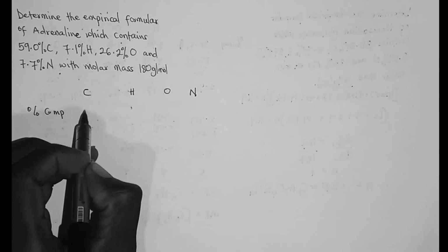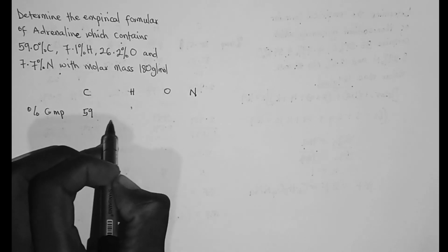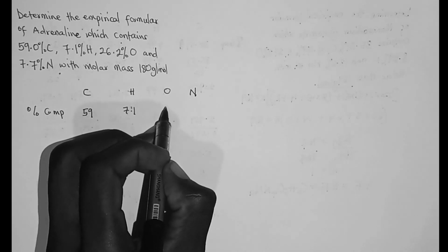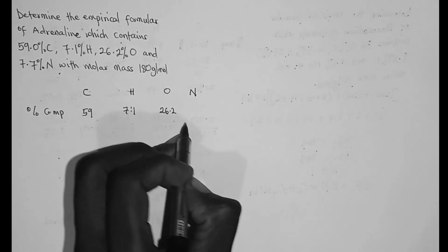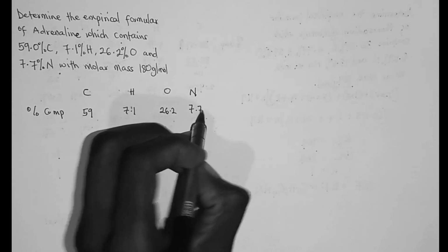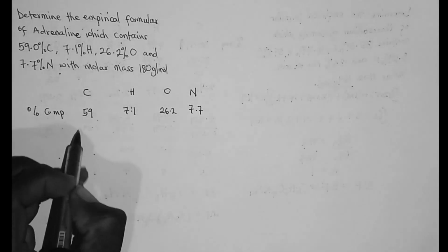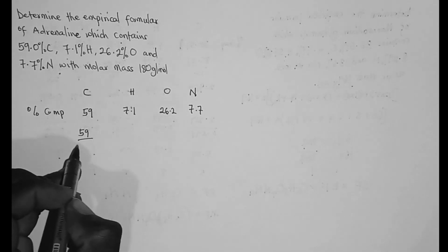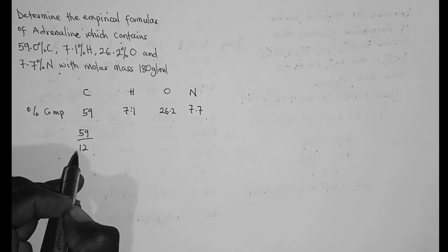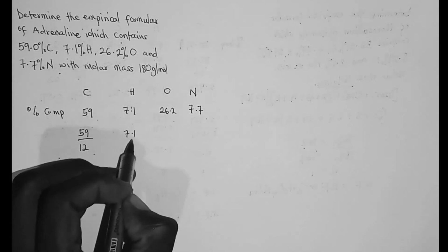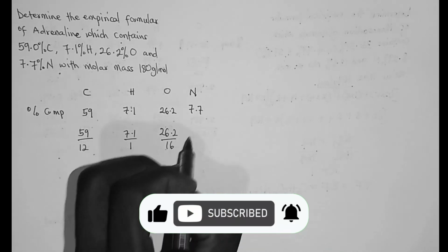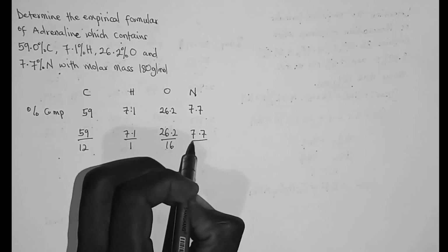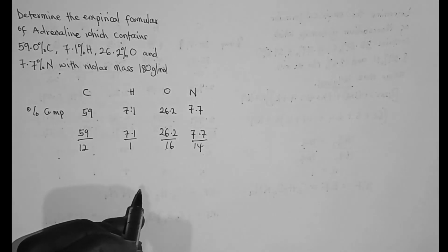For carbon, it is 59%. Hydrogen is 7.1%. Oxygen is 26.2%. And then nitrogen is 7.7%. So you take each of them and then divide by their atomic masses. So hydrogen is 7.1 divided by 1. Oxygen is 26.2 divided by 16. And nitrogen is 7.7 divided by 14.